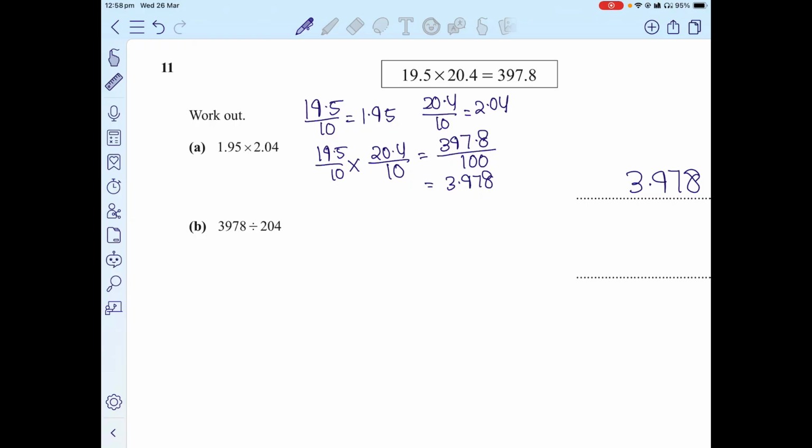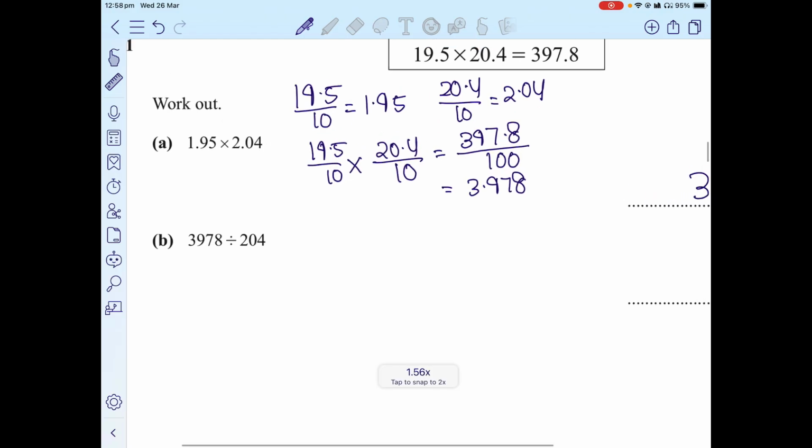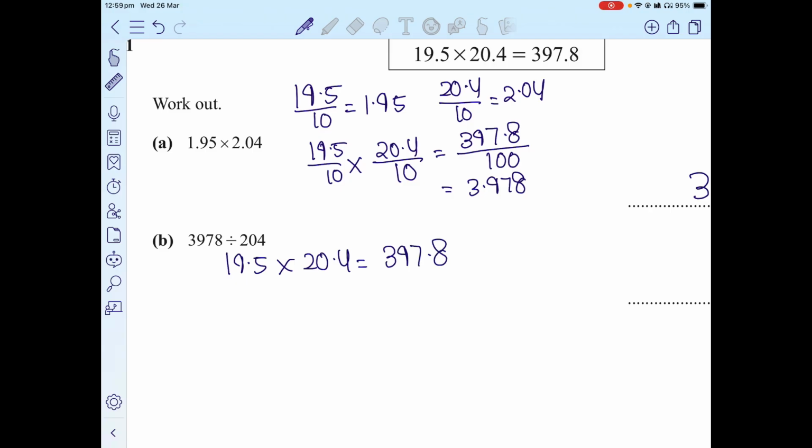3978 divided by 204. Now when you see this, we know that 19.5 is equivalent of 39... Okay, first let me do this part. 19.5 into 20.4 is 397.8. So 19.5 is equivalent of 397.8 divided by 20.4. I just took the 20.4 to the other side.